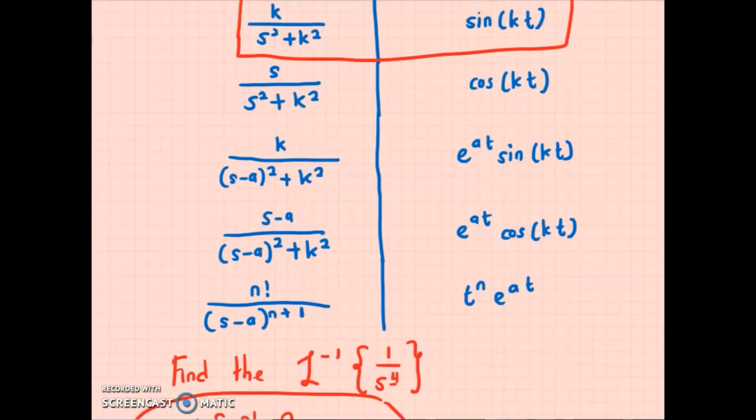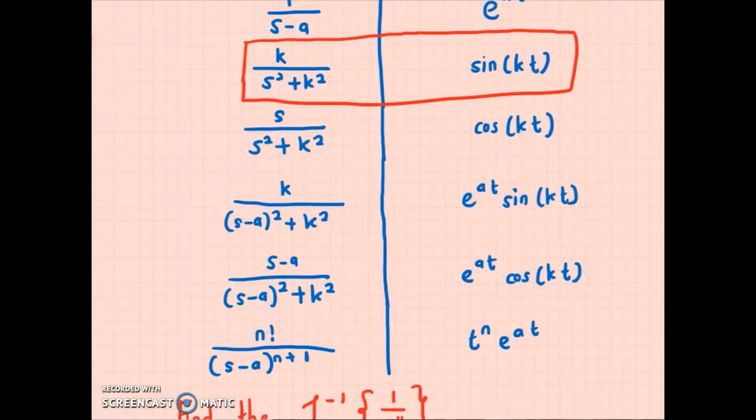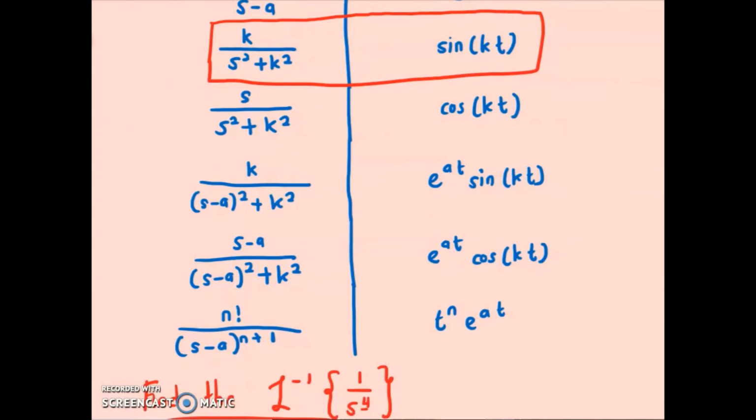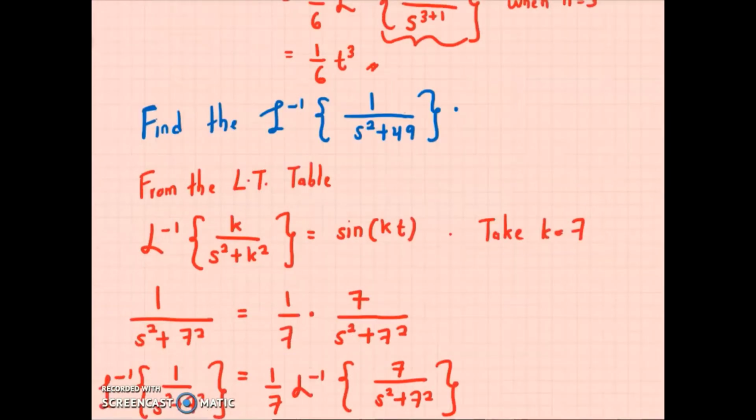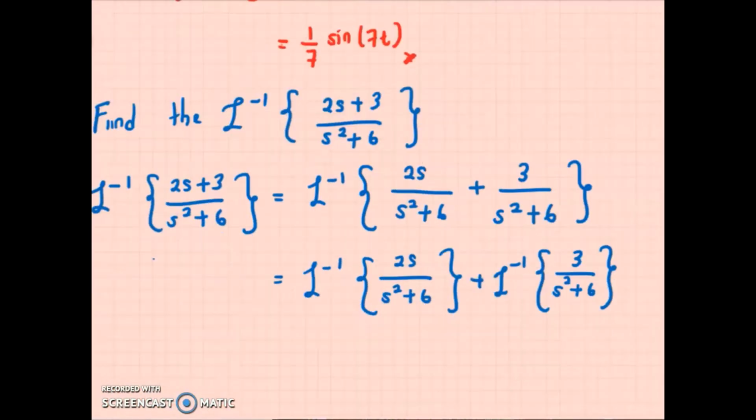Okay, you have to print it out or paste it somewhere to make it handy. So we know that the Laplace inverse of k over s squared plus k squared gives you sine, and the Laplace inverse of s over s squared plus k squared gives you cos kt. So we want to use these two definitions of the inverse for our solution here.